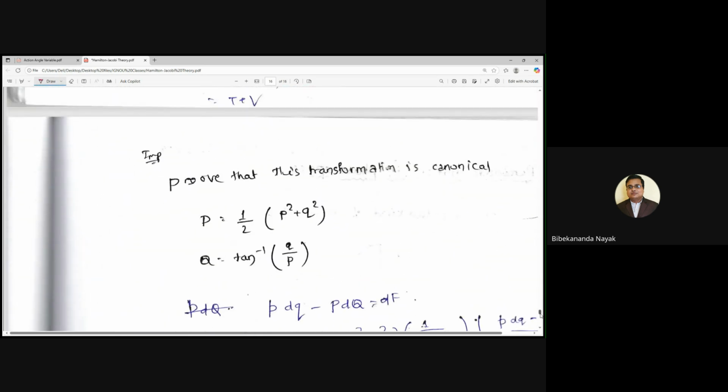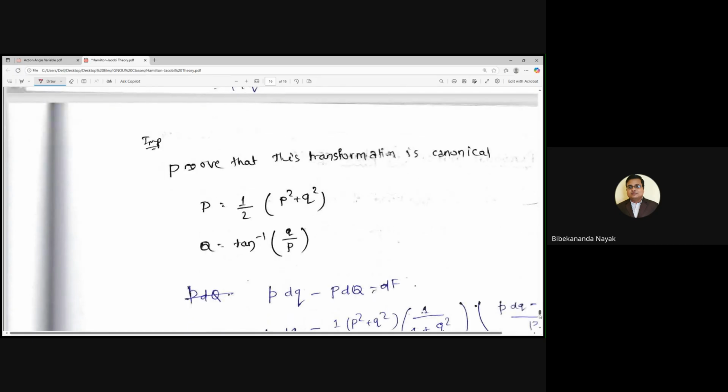Prove that the transformation is canonical. Okay, very important. We have to check that the Poisson bracket of Q, P is 1, then it is a canonical transformation. Another formula we have: if p dq minus P dQ is an exact differential, then also the transformation is canonical. In some problems, it is very difficult to calculate the Poisson bracket. In that case, we have to follow this formula.